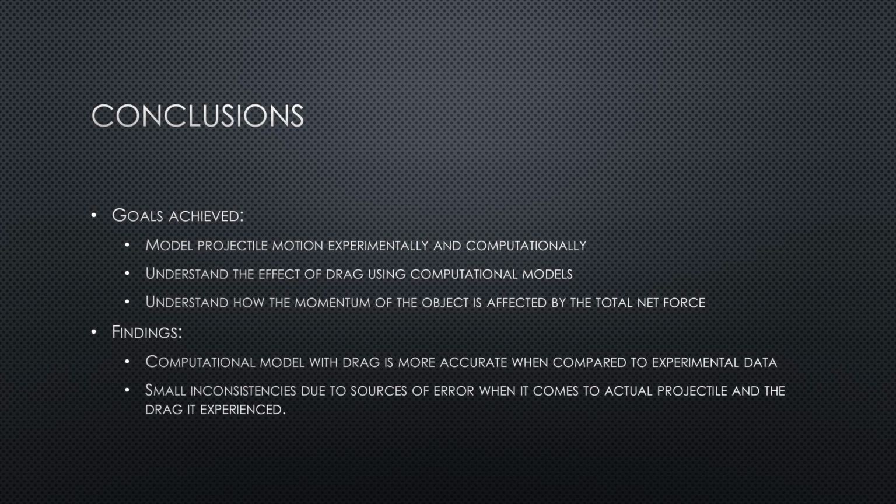Ultimately, this experiment modeled projectile motion in 2 dimensions, both experimentally and computationally, and the effect of drag on the total net force was observed as a result. This net force then impacted the momentum of the ball, which ultimately impacted its trajectory. The findings from this experiment were that the computational model with drag is closer to the experimental data than the model without drag, and the inconsistencies in this data, particularly between the experimental data and the drag model, likely come from the drag being unevenly distributed on the projectile.